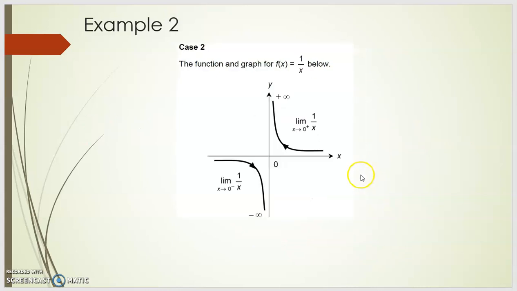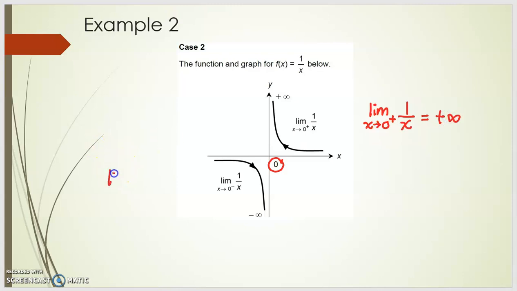Now let's consider case number 2. You can see that in case number 2, this is the graph for the function 1 over x. Let's look at this case. This approaches 0 again. First we look at the limit as x approaches 0 from the right-hand side for the function 1 over x. As x approaches 0 from the right-hand side, here it approaches positive infinity.